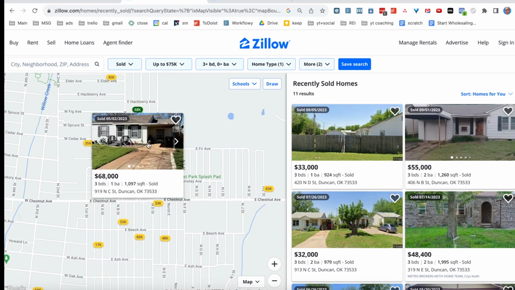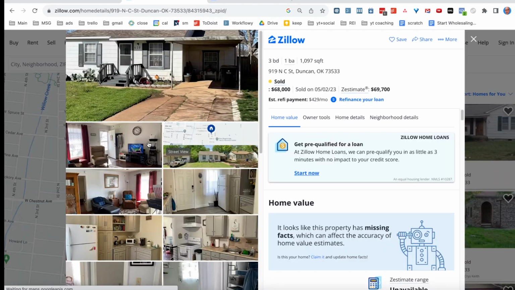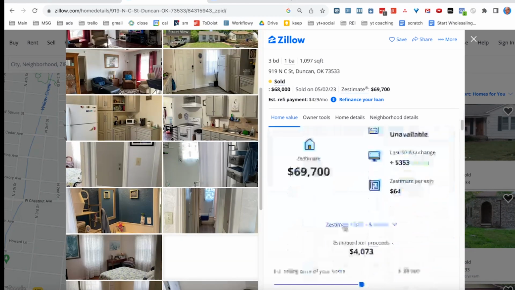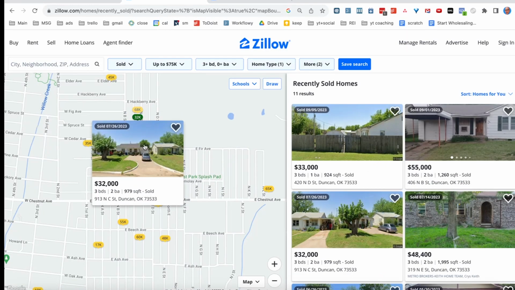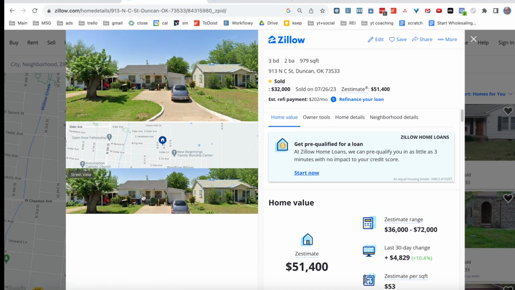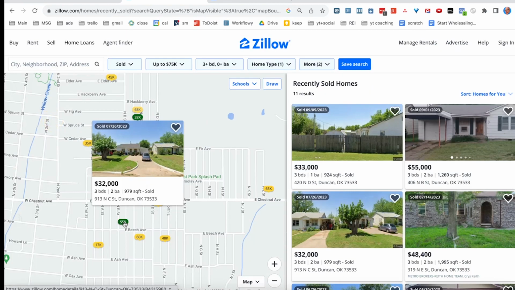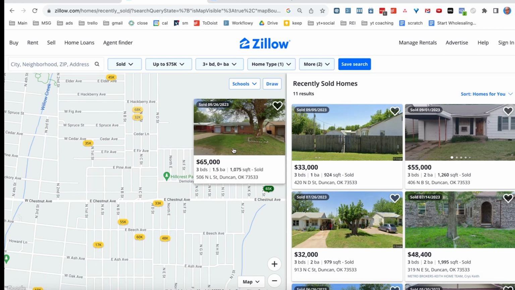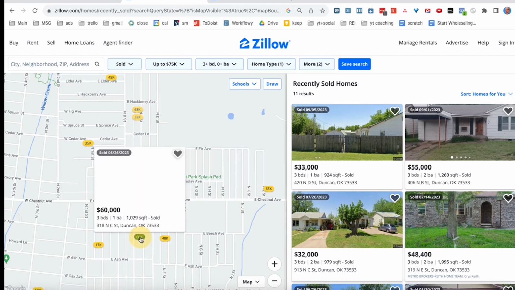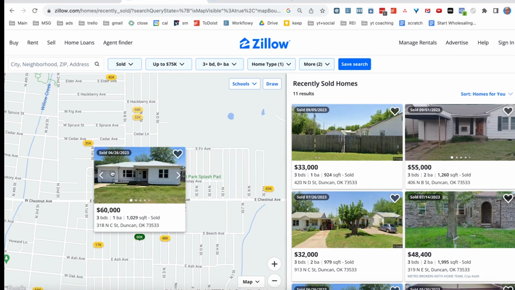This one's a 3-bedroom, 1-bath. This one sold for 68. Much better curb appeal than ours. So this one here, look at that one. That one has a nice curb appeal. 55. This is a brick house, 3-1. So, our competition. So if you notice, okay.